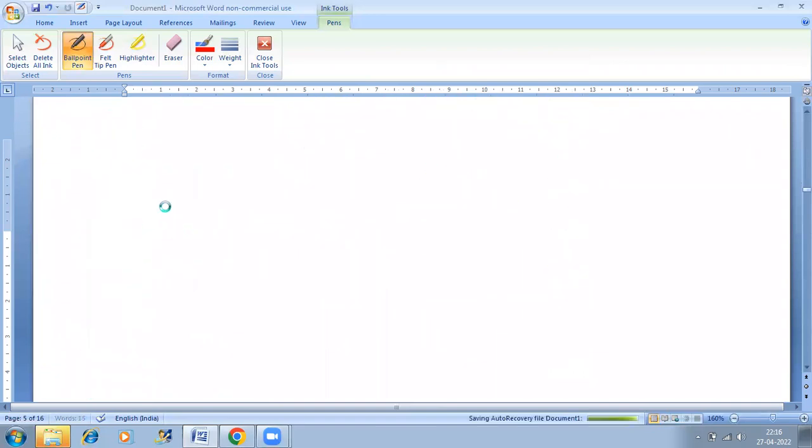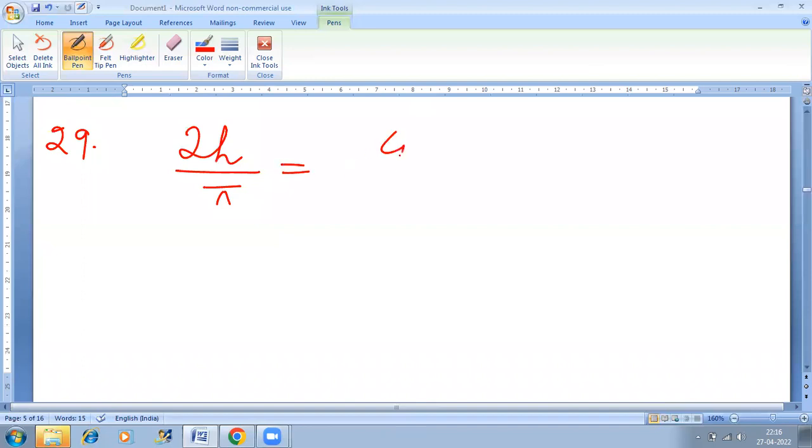Next question. Question 29. Okay. Angular momentum in an orbit for a hydrogen atom is given as 2h by pi. 2h by pi can be written as 4h by 2 pi. This is nothing but nh by 2 pi.